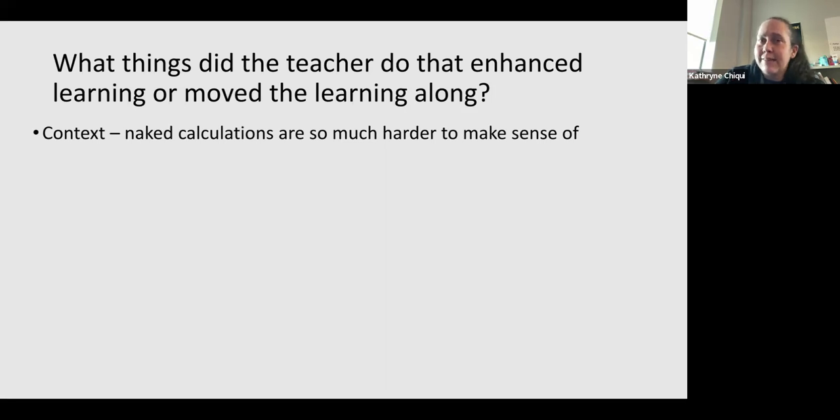But if you can get some context that connects to students, that they can own and think about using their real life experience, it makes those problems so much more accessible. They're not spending energy trying to understand the problem, because they already understand it, and they can start focusing on strategies and thinking about the numbers and the relationships that exist between them.